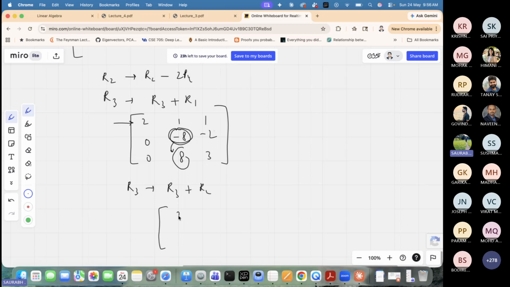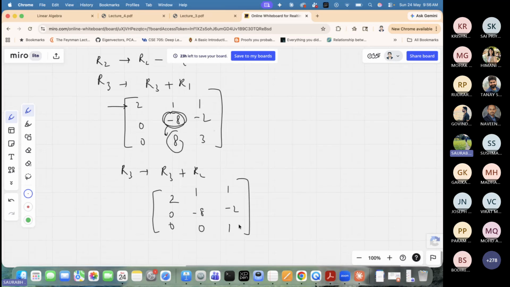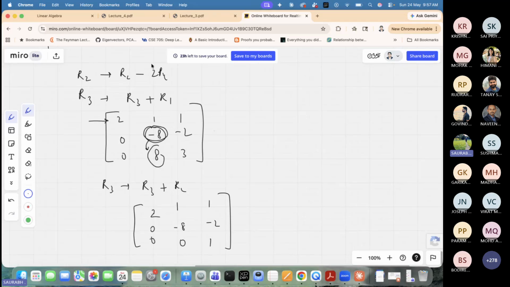Okay, in that case, this becomes 2, 1, 1, then 0, minus 8, minus 2. This becomes 0, and R3 eventually becomes R3 plus R2, so this will become 1, right? Now, this is what you have got. But keep track of what you did. Minus 2, here 1, and here 1, right?